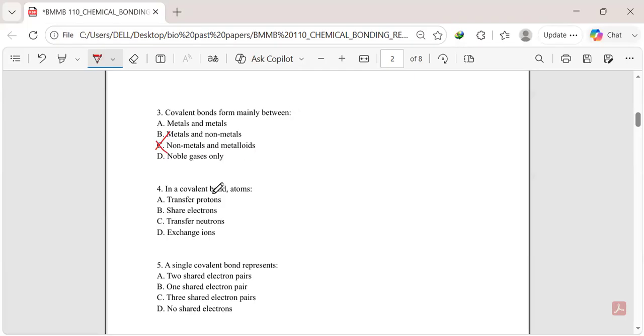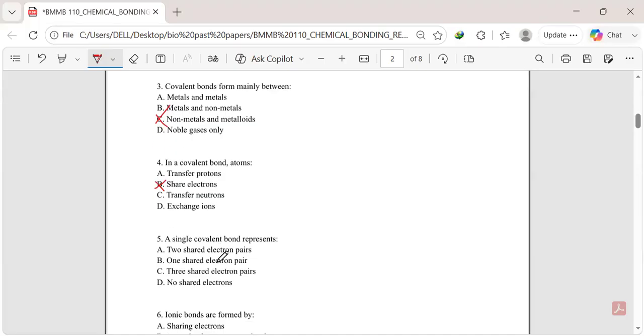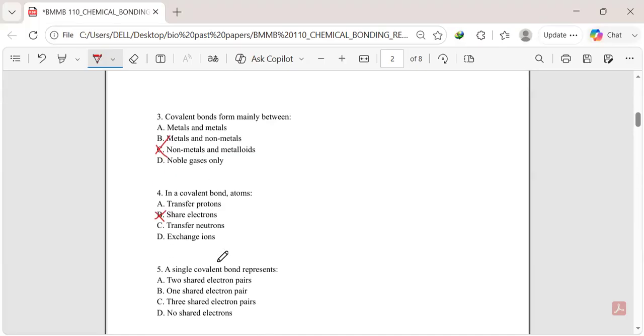Okay, so here for question 4 we have said this is the answer. Then we have question 5, which reads, a single covalent bond represents, is it A, 2 shared electron pairs, B, 1 shared electron pair, C, 3 shared electron pairs, D, no shared electron pairs. Okay, so a single covalent bond represents 1 shared electron pair, which is option B.